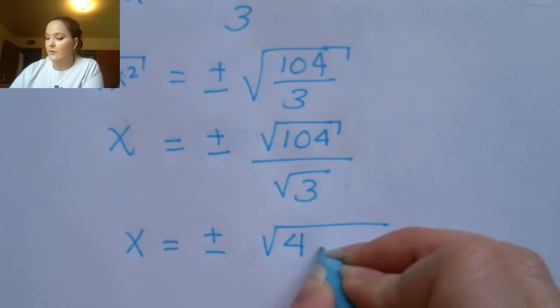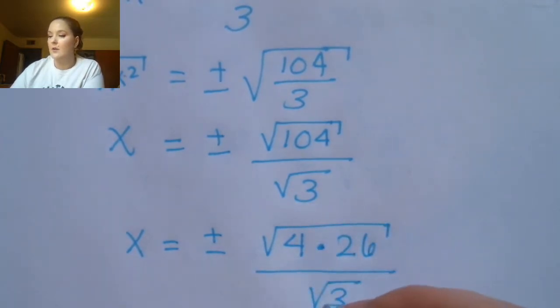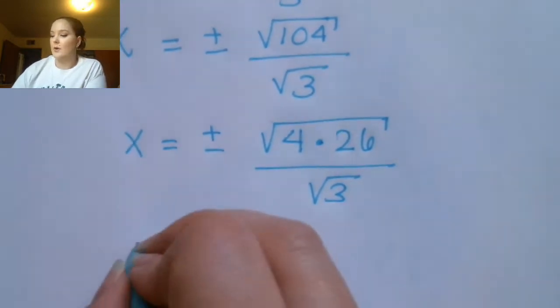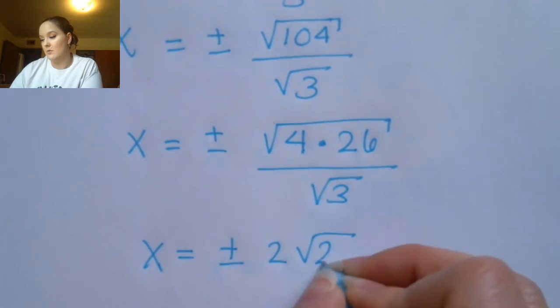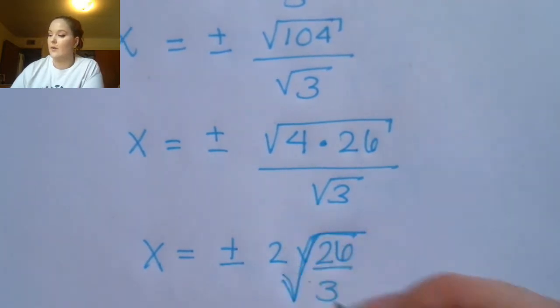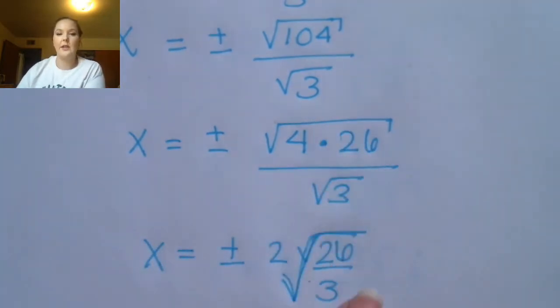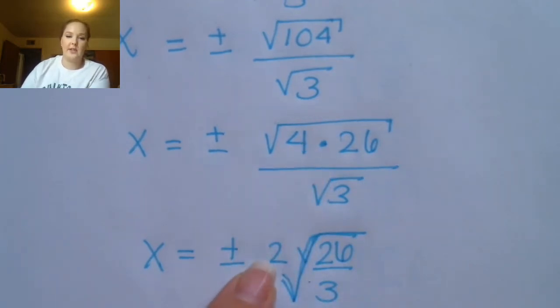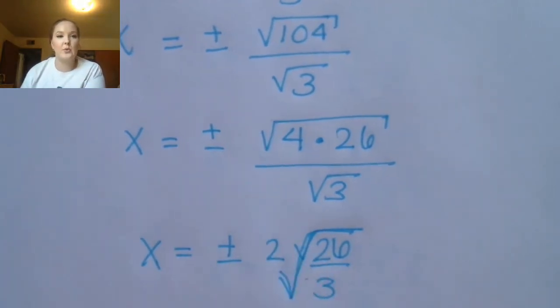So this is 4 times 26. In fact, that's how we got that number. And we know that the square root of 4 is 2. So the part that you can't take the square root of, which is 26 and 3, stays inside the radical. And we took the square root of 4 to get this 2. So there's our 2 answers, and again, we have 2 real numbers.